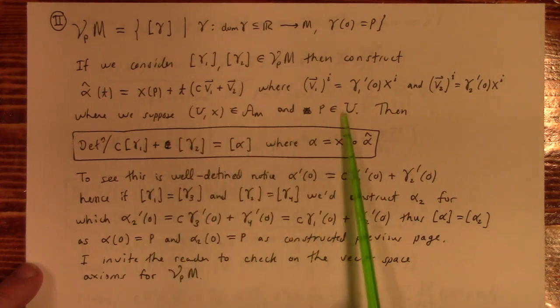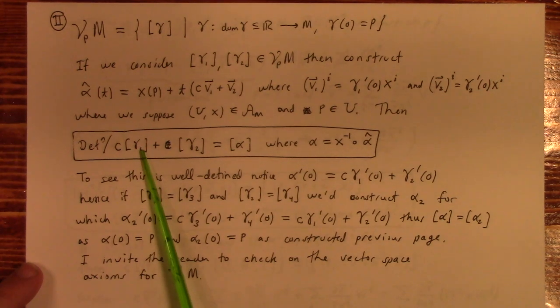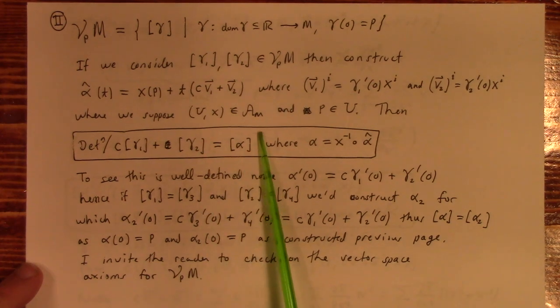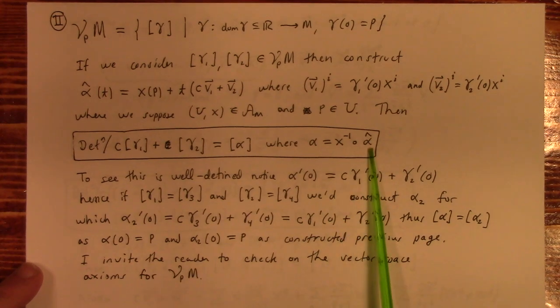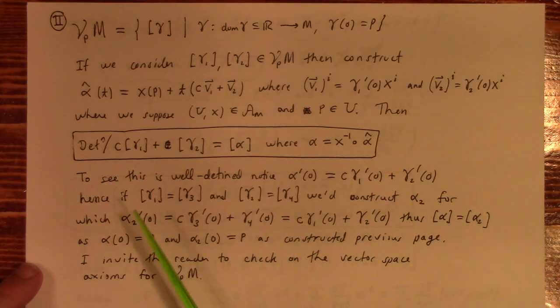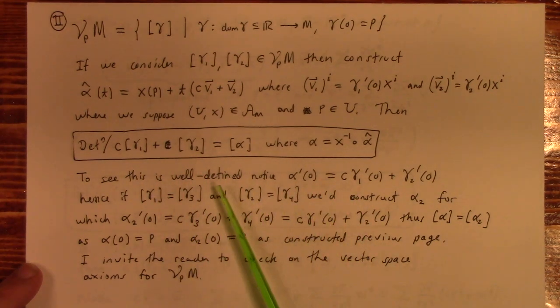And then, lo and behold, we define c times the first equivalence class plus the second equivalence class to be the equivalence class of alpha, where we define alpha as I described on the last page, x inverse composed with the line down in x view. So to see this is well defined, notice that we're using equivalence classes of curves, right? So we should talk about why it's well defined a bit.